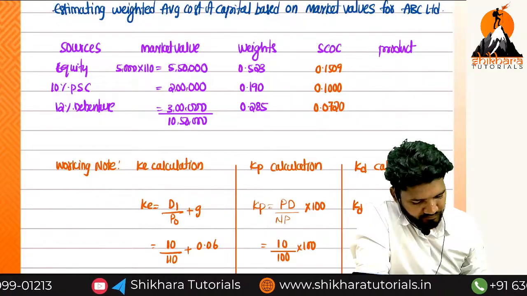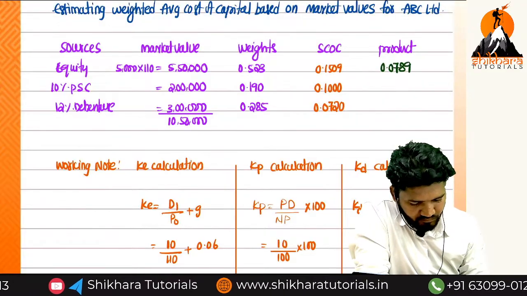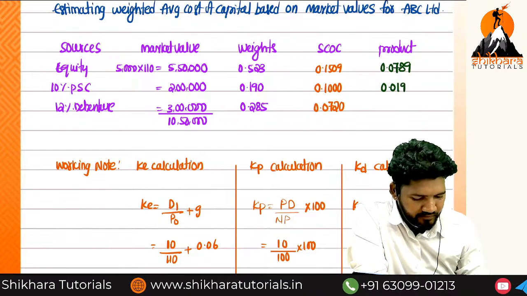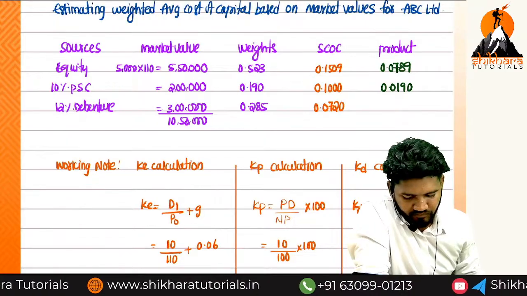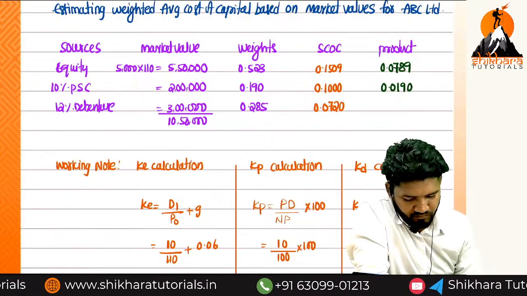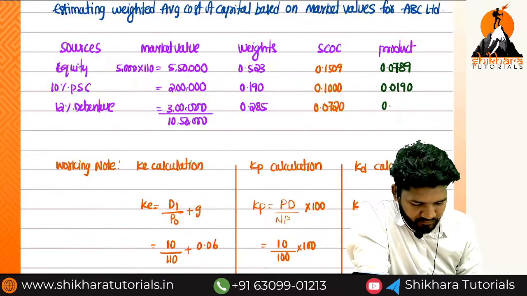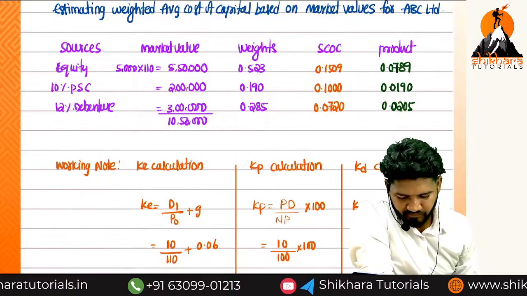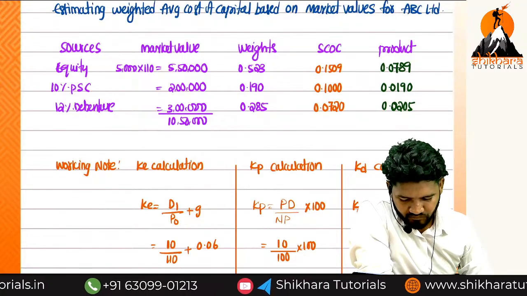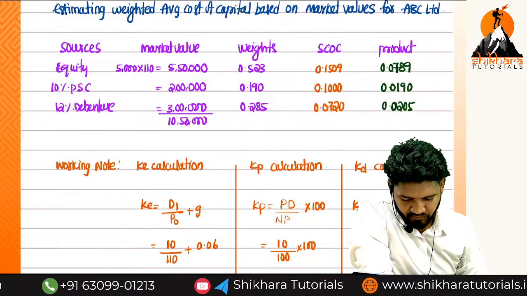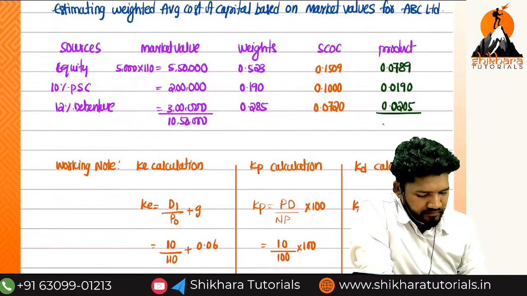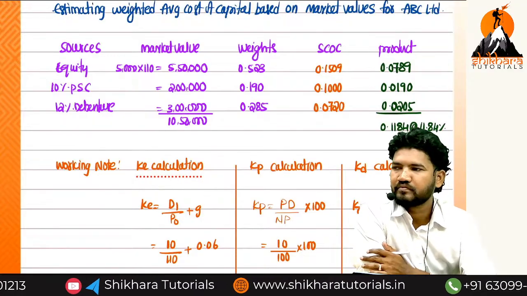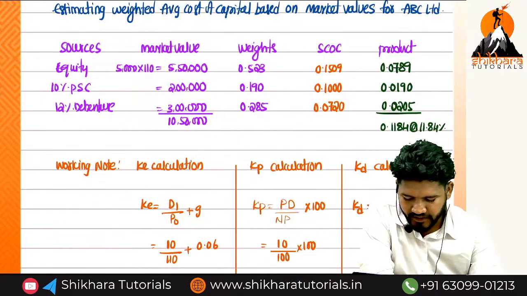0.019, 0.205. Now please total. 0.1184, 11.84%. Any complications?